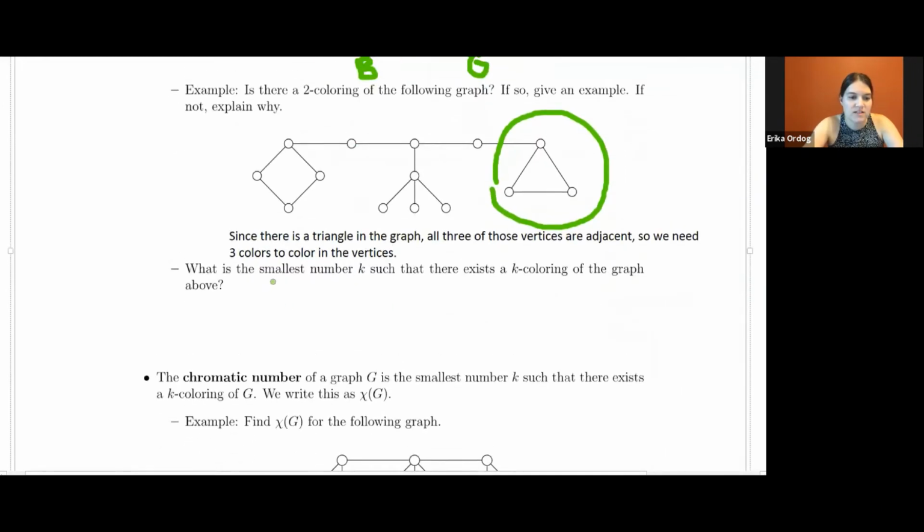Okay, so now what is the smallest number k such that there exists a k coloring of the graph we just looked at here? In order to figure this out, we need to find a coloring and say that there's no smaller coloring. Since we just said why there's no 2 coloring, the next thing you would want to look for is a 3 coloring. So why don't you pause the video and try to do a 3 coloring of this graph. If you can't do that, try for a 4 coloring and try to think maybe why you can't do a 3 coloring, etc.